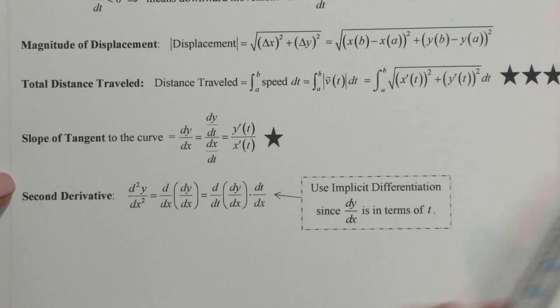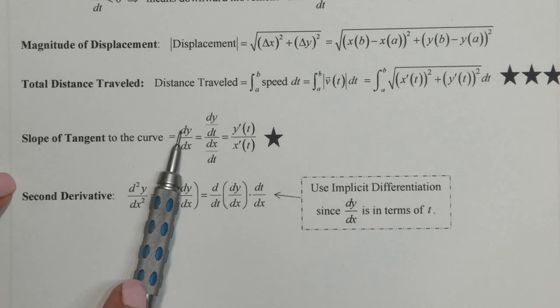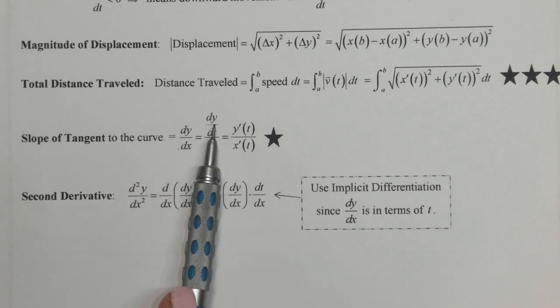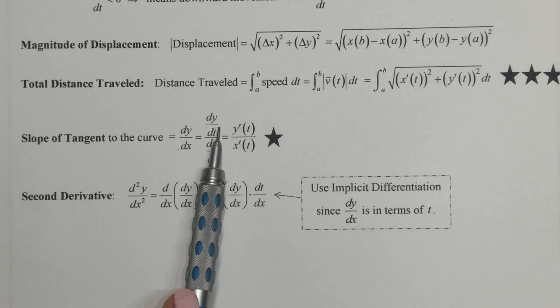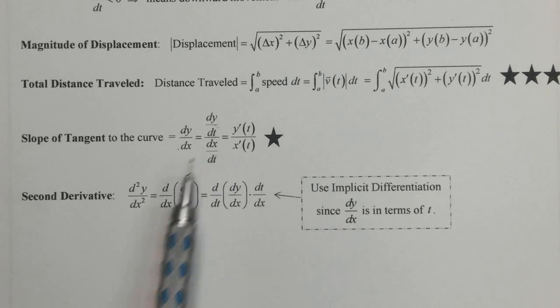Slope of the tangent line. Slope of the tangent line is dy dx, which is y prime of t over x prime of t, dy dt over dx dt.